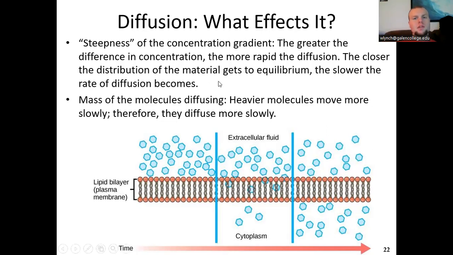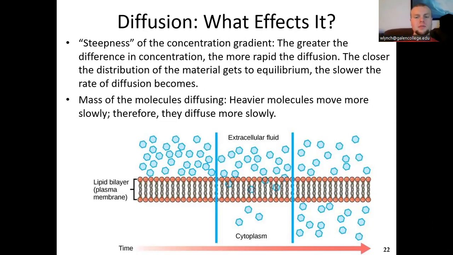First off, we have to determine the steepness of the gradient. If there is 10 times the amount of stuff on the outside of the cell than the inside, it's going to initially move faster than something that only has 5 times the amount of stuff on the outside versus the inside. So if we have a very steep gradient, we're going to move very quickly at first. Once we get towards that equilibrium, the closer we get to it, the more the process slows down. So as we reach equilibrium, the rate of diffusion becomes less and less until we finally get to the middle.